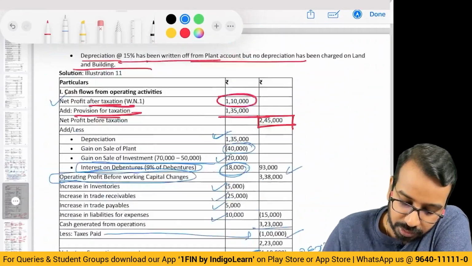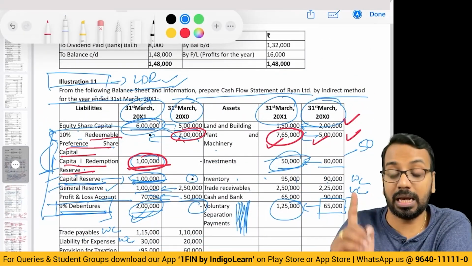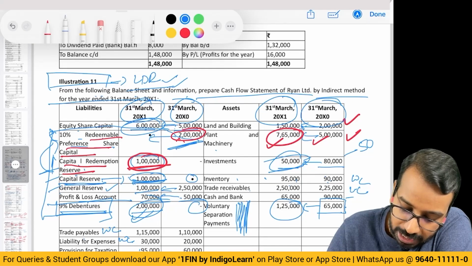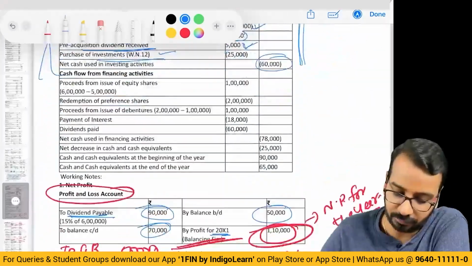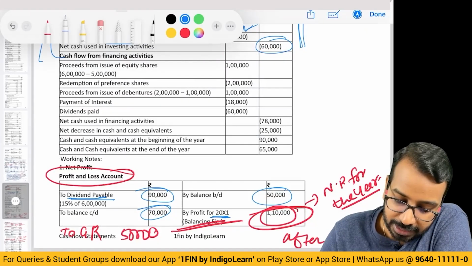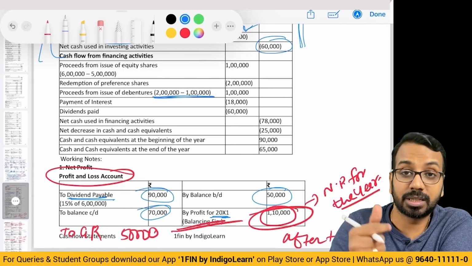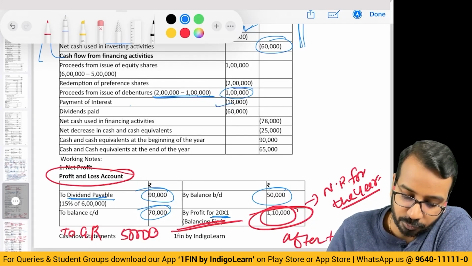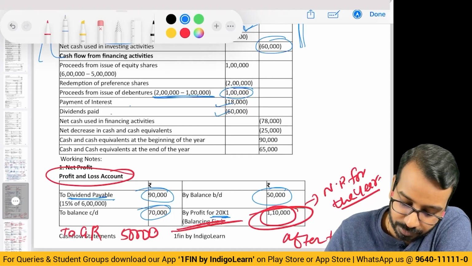Then equity shares, 5 lakhs has become 6 lakhs. So 1 lakh we have received from proceeds of equity shares. So 2 lakhs we have redeemed, 1 lakh we have received from fresh issue, 1 lakh is the capital redemption reserve. Debentures, 2 lakhs is the balance change, 1 lakh has been issued against purchase of machinery, so only 1 lakh will be considered here. Interest paid 18,000, we have already captured. Dividends paid 60,000, opening balance paid, so this is the thing.